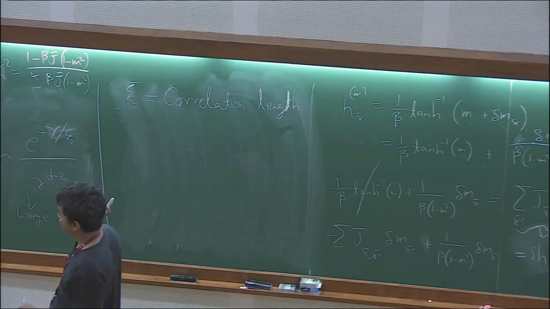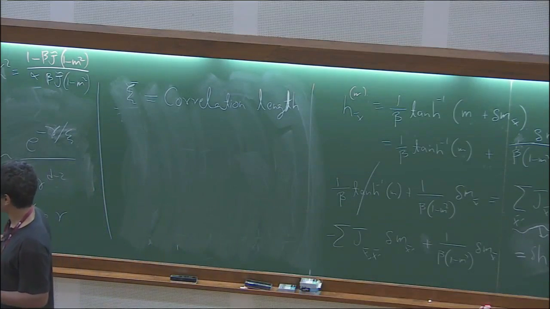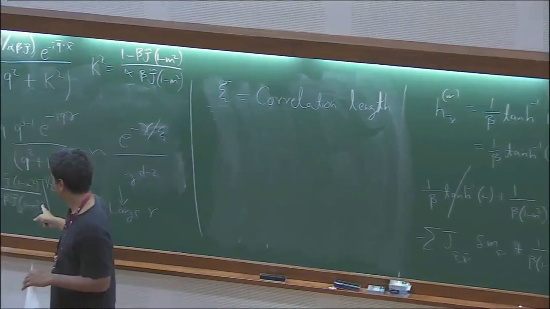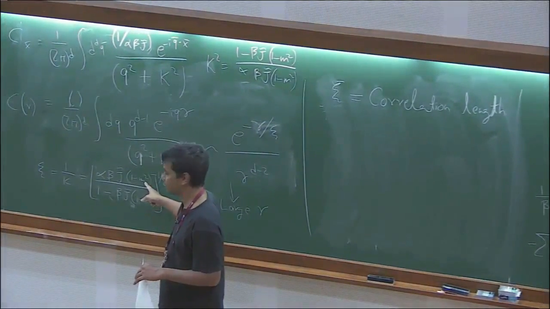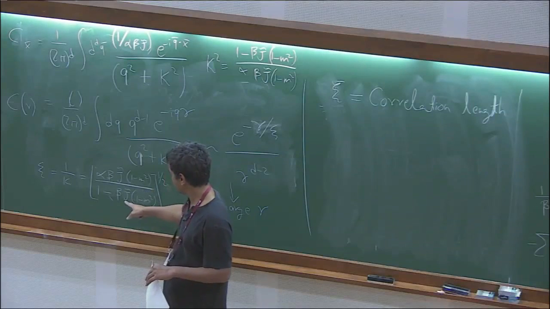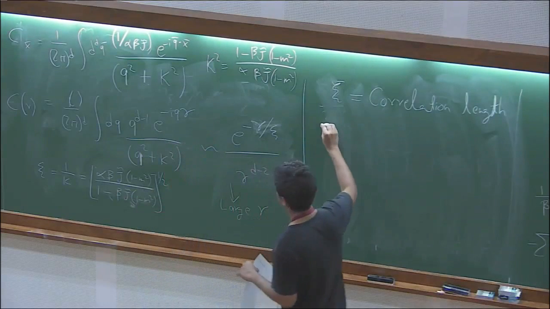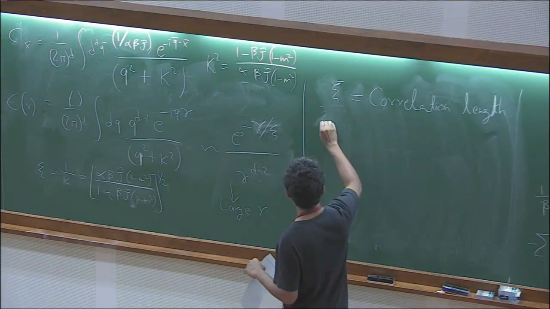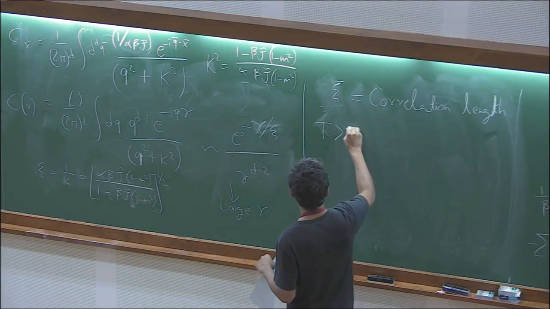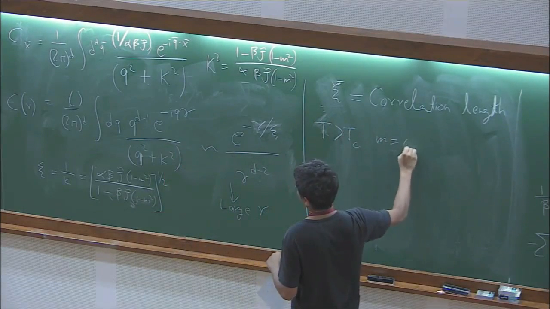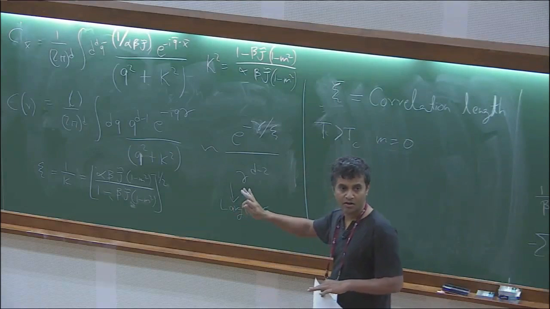Okay, so this calculation is done with zero magnetic field, and if you are above TC, then of course m is 0, right? So if m is 0, this looks like what? So xi, if t is greater than TC, m equal to 0. This should be clear, right? Now there's no magnetic field.